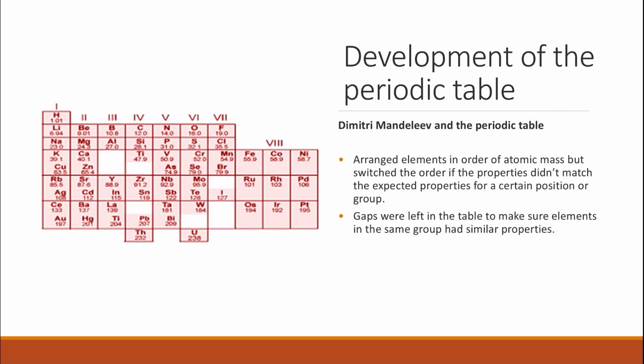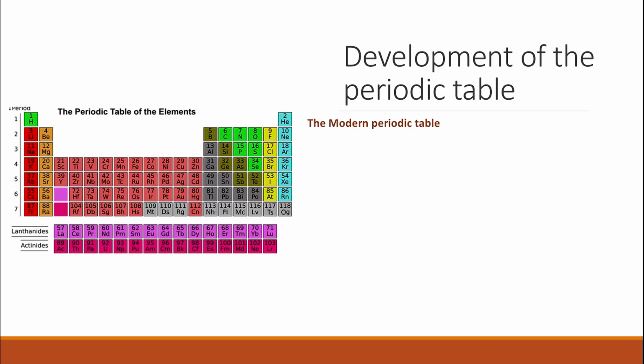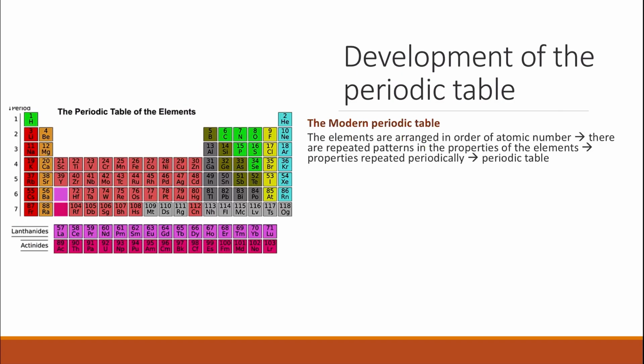He also left some gaps in the periodic table, where other elements that were discovered later on fitted well into his table. And then the modern periodic table was created in the 20th century after the discovery of the atomic number. So elements started to be arranged based on their atomic number, not their atomic mass. It was noticed that there were repeated patterns in the properties of the elements. So the properties were repeated periodically. This is why it was called the periodic table.